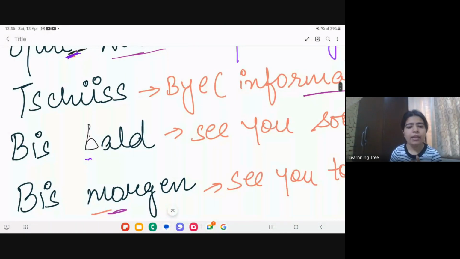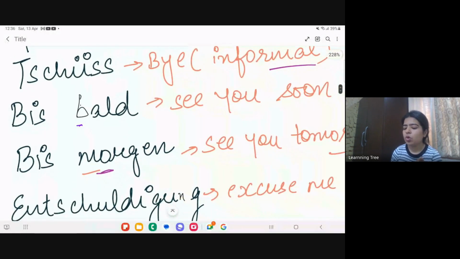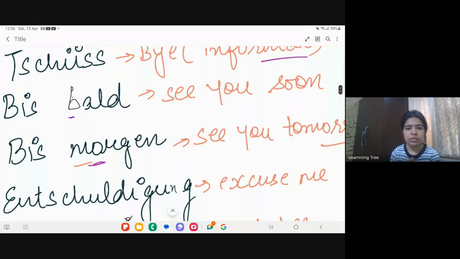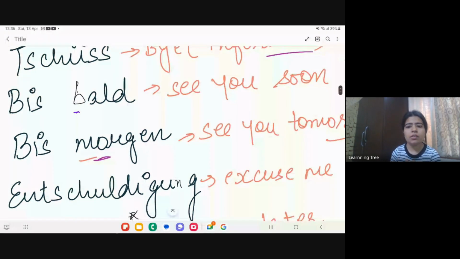So yeah, bye in an informal conversation is called tschüss. Now see you soon is called bis bald. Yeah, bis bald. So bald here is written with small b. Why? Because it is not a noun. It is a time adverb. So that is why it is written with small b. So bis bald, see you soon.